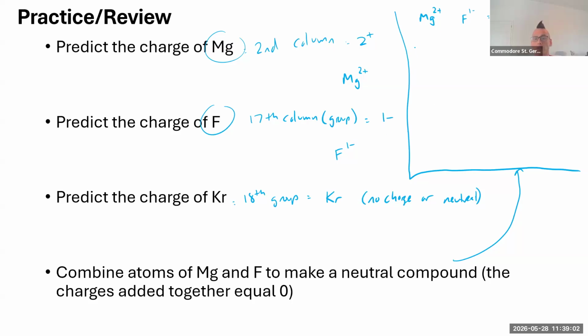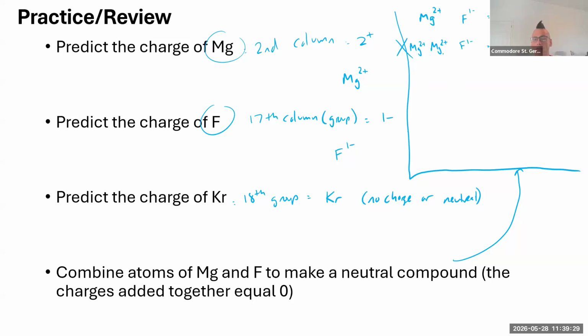Let's try another magnesium. Let's say magnesium 2 plus, magnesium 2 plus, and F 1 minus. That's going to be 2 plus, 2 plus, 1 minus. That's actually going to be 3 plus. Not neutral. So that can't be it, right? Let's put an X by it.